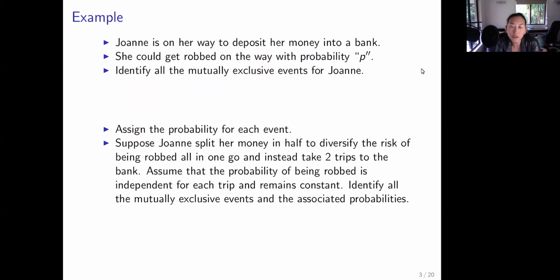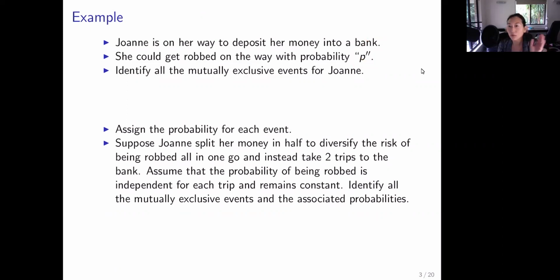Now, suppose that Joanne splits her money in half to diversify the risk of being robbed all in one go, and instead takes 2 trips to the bank, right? So each trip would carry half of the money. Just assume that the probability of being robbed is independent for each trip and remains constant. That means it stays P. Doesn't matter if it's trip 1 or trip 2.